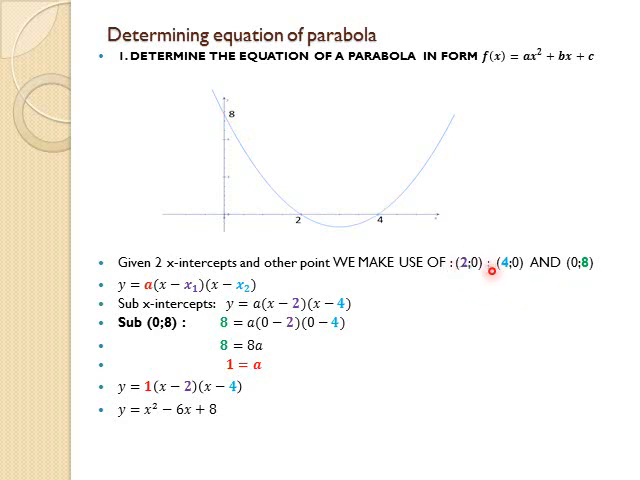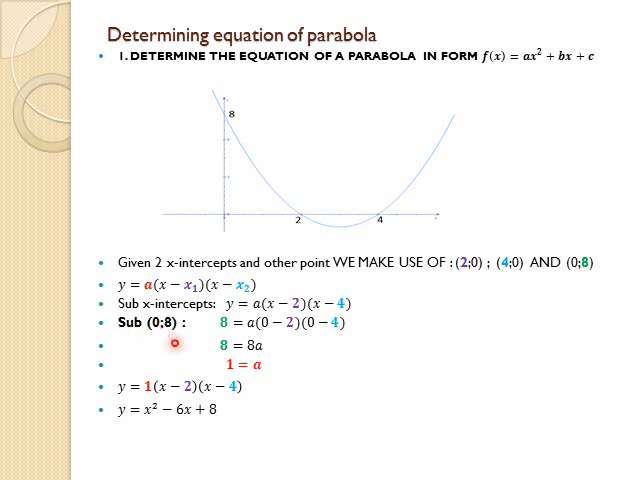So first we substitute my x-intercepts in. Remember, the x value always changes sign when I substitute it into the equation. So from the coordinate, positive 2 goes in as negative 2. Positive 4 goes in as negative 4. Then I always sub in my other point that's given. In this case it is 0 and 8.